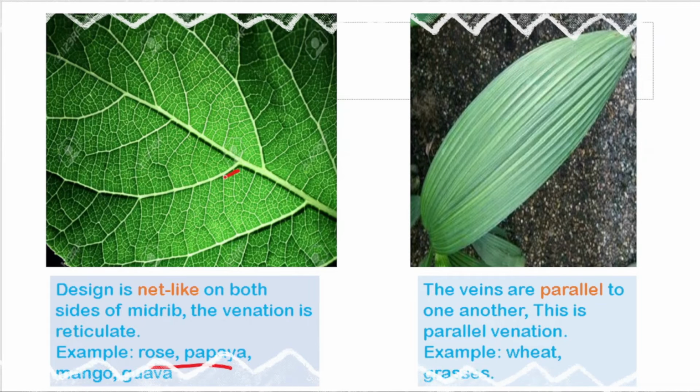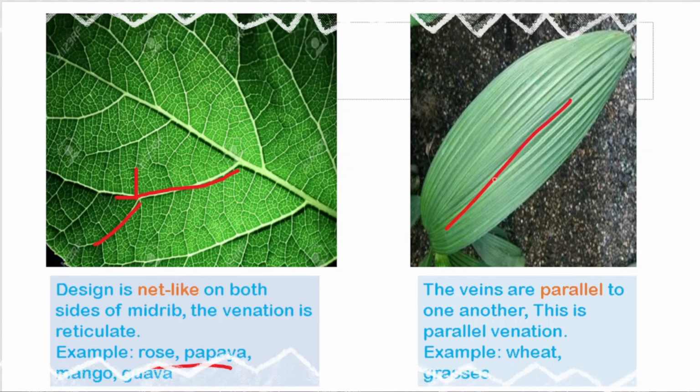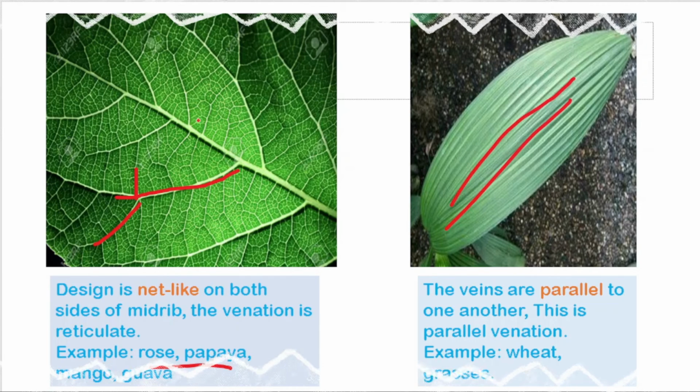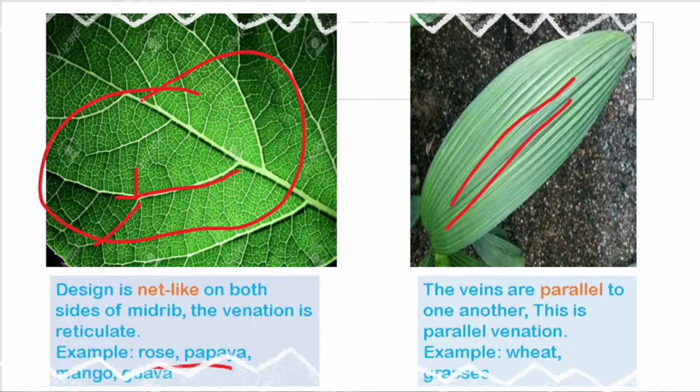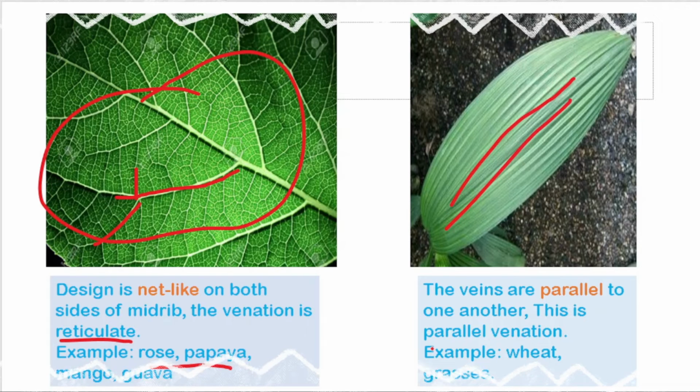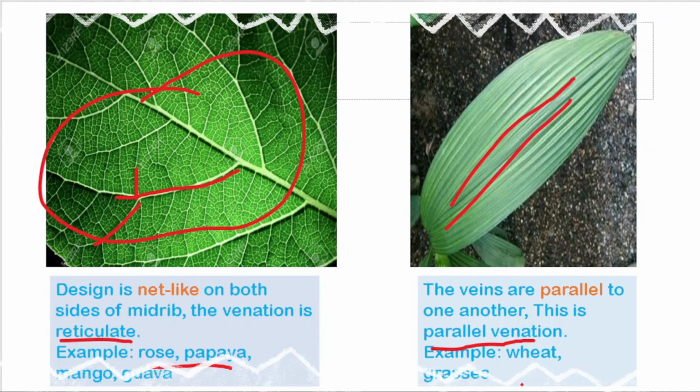You can see this beautiful pattern. Am I right? And also on this leaf. So the leaves having this kind of net-like structure, right? These leaves are called reticulate venation. And those leaves having lines parallel to one another are called parallel venation, and we can see examples in wheat leaves and the grasses.